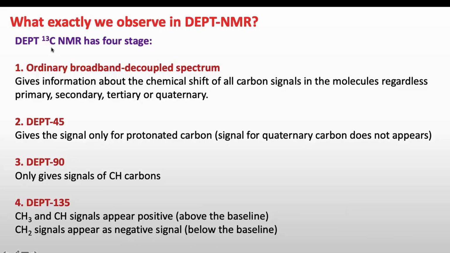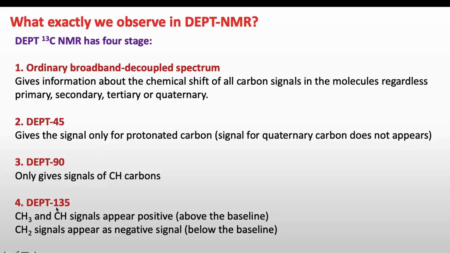So we run DEPT NMR in 4 stages. First, the ordinary broadband decoupled spectrum, as we do generally for carbon NMR. This gives information about the chemical shift of all carbon signals in the molecule, regardless of primary, secondary, tertiary or quaternary. Because this is a general carbon NMR, we will see peaks of all types of carbon there. DEPT 45 gives the signal only for protonated carbon, meaning the signal for quaternary carbon will be missing here. DEPT 90 only gives signal for CH carbon, meaning carbon having only one proton attached will give a signal in DEPT 90. Carbons of CH3, CH2 or quaternary carbon will be missing in DEPT 90.